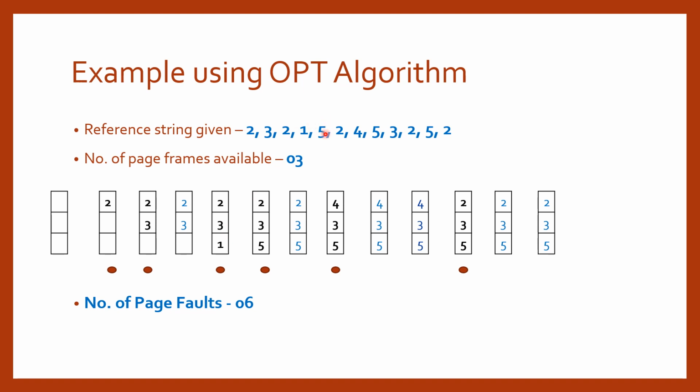Request comes for page number 5. So now we have to choose out of 2, 3 and 1 which we will replace and load 5 in place of that. Out of 2, 3 and 1, we will see in the future direction which page will not be used. That is 1. 1 will not be used in future. So we'll replace 1 and load 5 in place of it and we'll record a page fault.